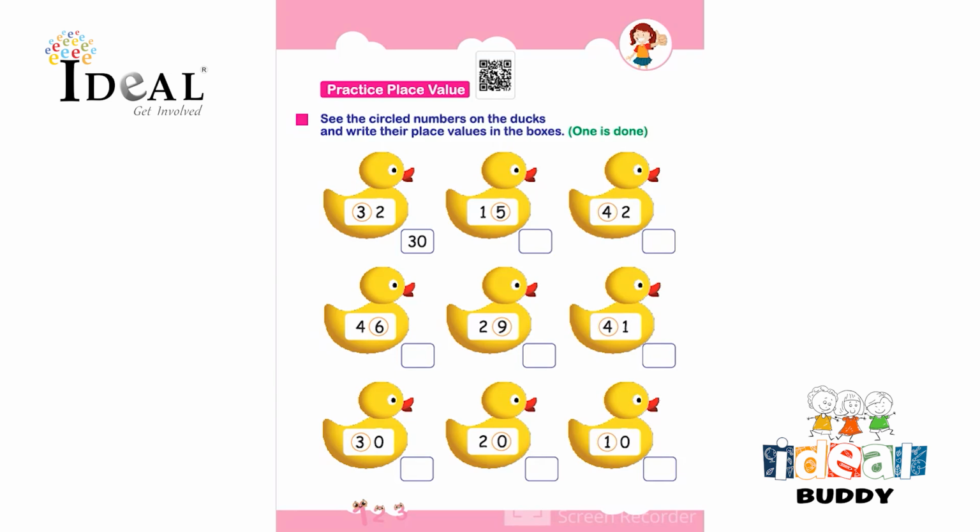Hello everyone. In this worksheet, the topic is practice place value. See the circled numbers on the ducks and write their place values in the boxes. 1 is done. So over here, the circled number is 3. So the place value of 3 is 30.